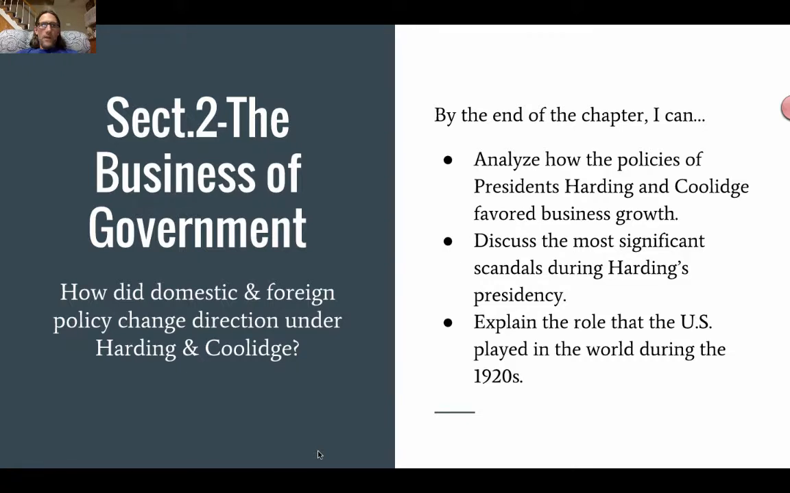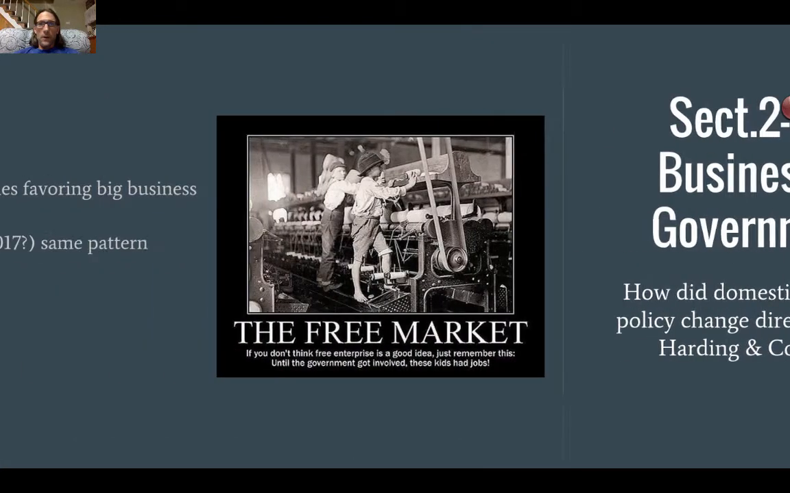Okay, Chapter 11, Section 2, The Business of Government. How did domestic and foreign policy change direction under Harding and Coolidge? So by the end of the chapter, policies of Harding and Coolidge that favored business growth, most significant scandals during Harding's presidency, and then explain the role that the U.S. played in the world during the 1920s.